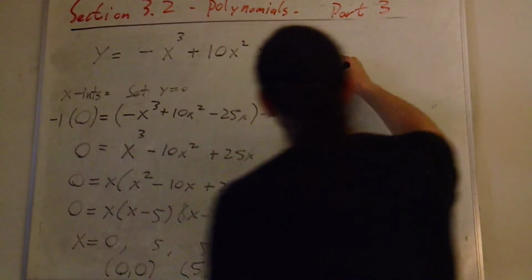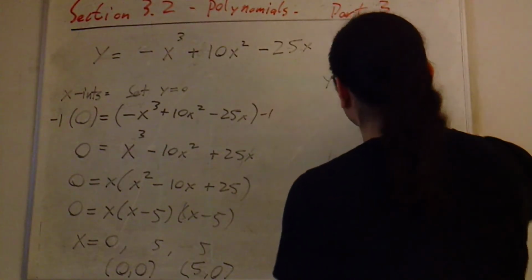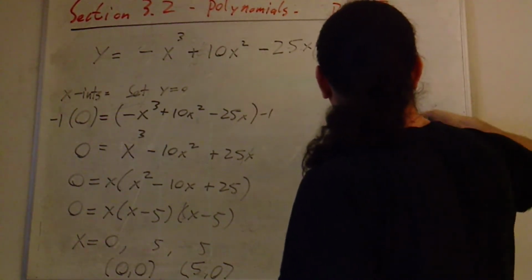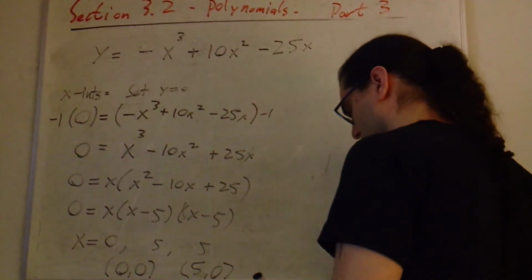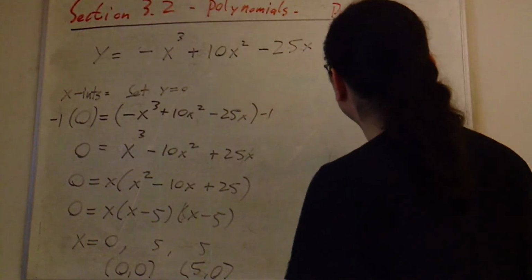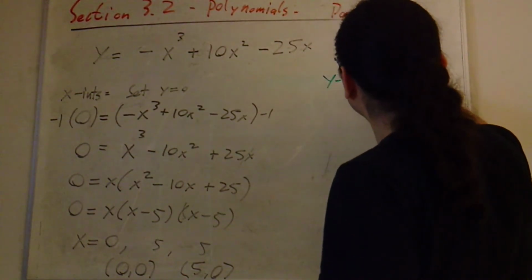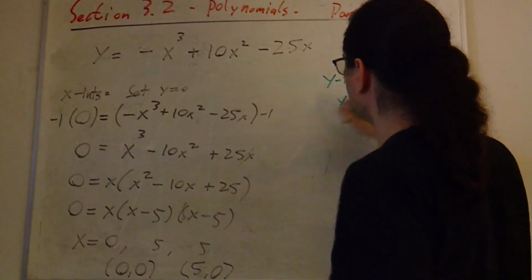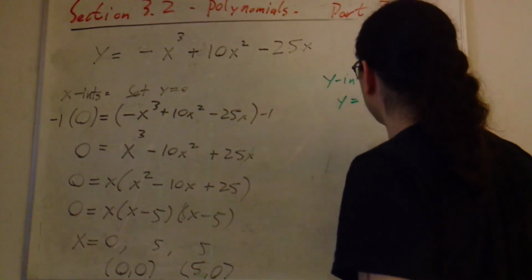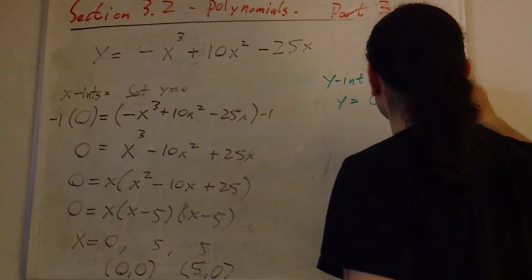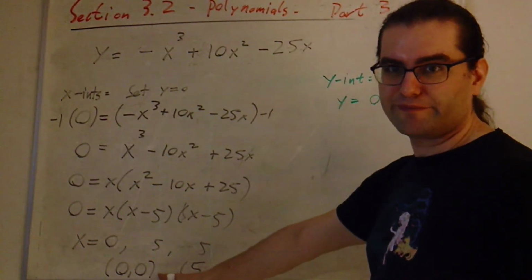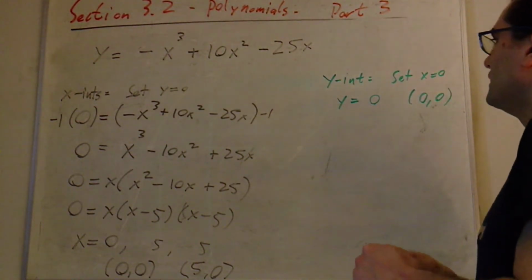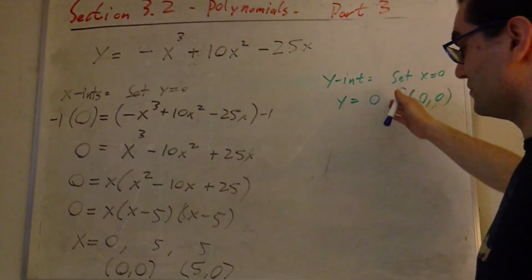The y-intercept I'll do in a different color. The y-intercept means that we set x equal to 0. So that'll give us y equals 0, just 0. So we have the point 0, 0, which we already knew about. We were definitely going to get a 0, 0 intercept here. But it's good to show that we thought about it.